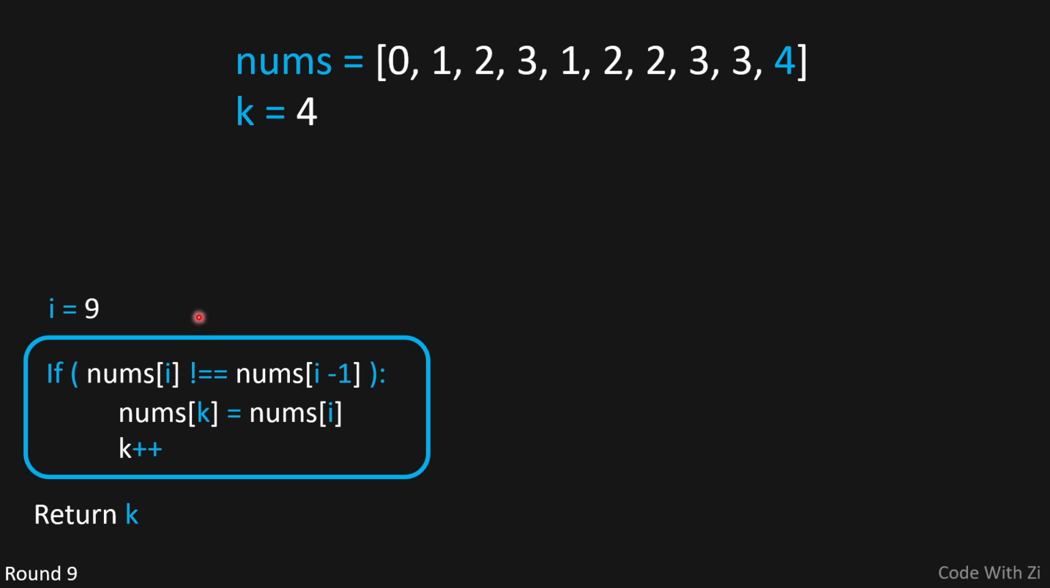In our ninth round, our I is going to be pointing to this number because it's equal to 9. So numbers of I is going to be 4. And the number before it is going to be 3. So is 4 not equal to 3? Well, this is entirely correct.